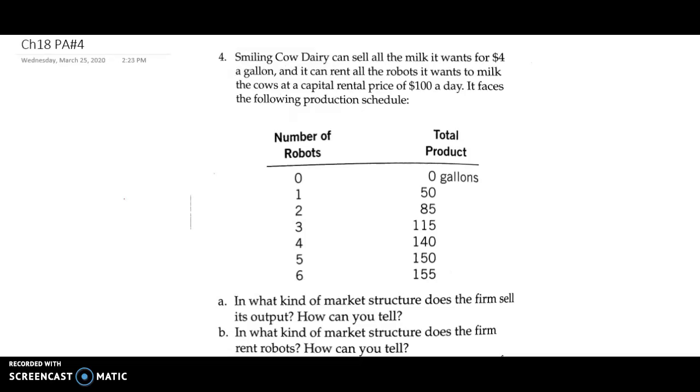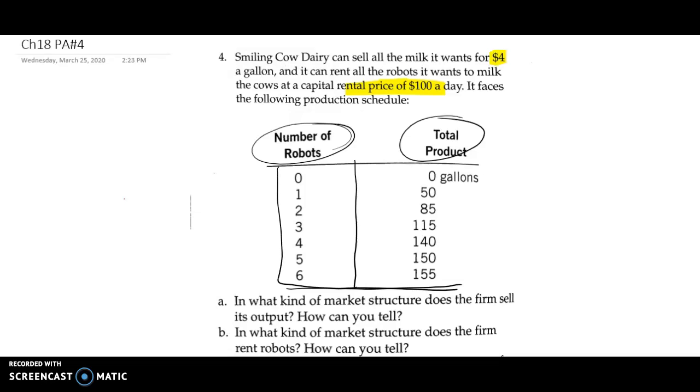So this one says a Smiling Cow Dairy can sell all of the milk it wants for $4 a gallon, and it can rent all the robots it wants to milk the cows at a capital rental price of $100 a day. So two key pieces of information there would be the $4 it can sell at and the $100 a day it can rent at. It faces the following production schedule. So looking at this one, what you're going to get here is number of robots, which would be similar to something like a quantity of labor. And then in the other column, you get total output or total product. So pretty simple setup, something we've analyzed many times before.